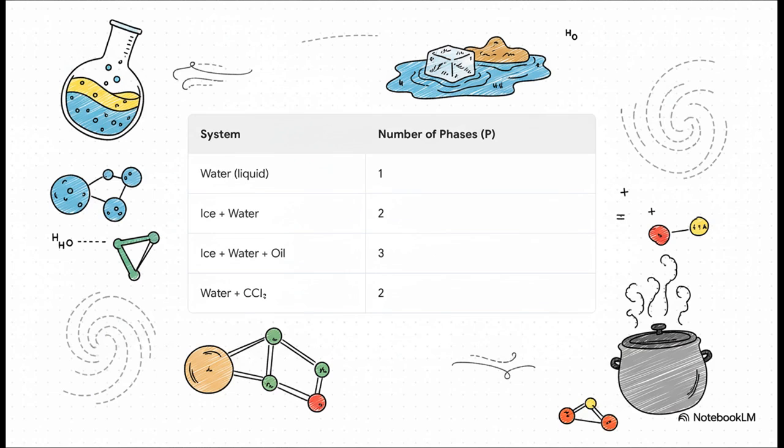Mix in something that won't dissolve, like carbon tetrachloride or oil, and you've added another phase. So you can even get three phases with ice, water, and oil, all in the same container. It's all about these distinct, uniform regions. But is there a way to predict how all this works?